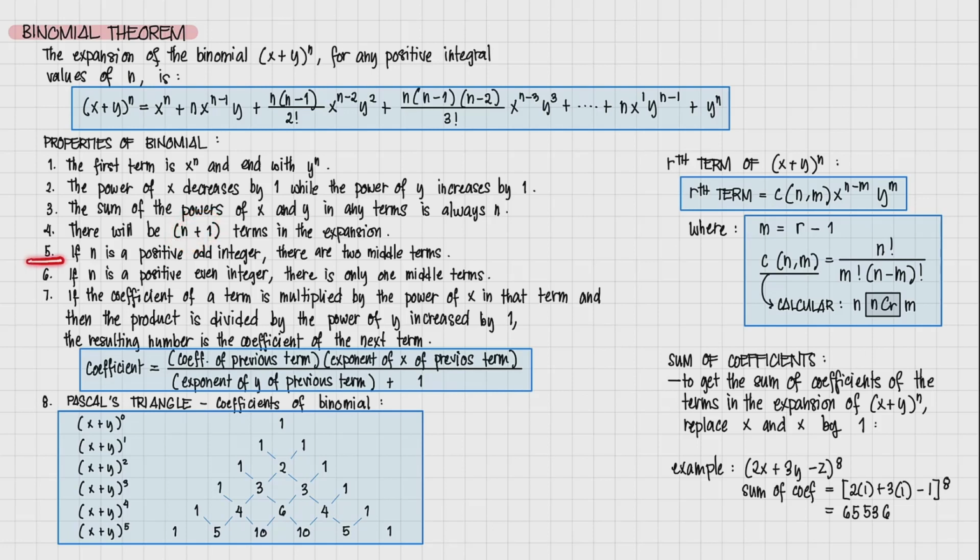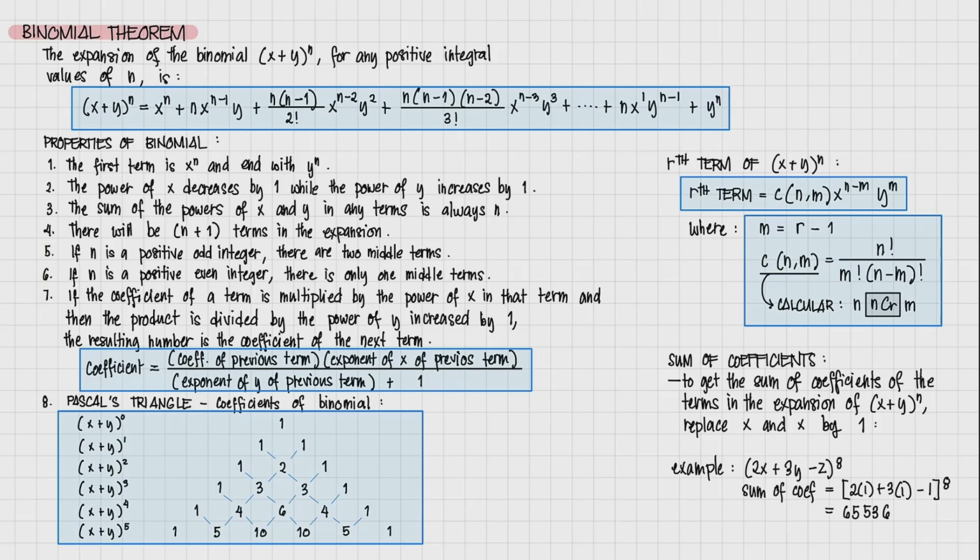Property number 5, if n is a positive odd integer, keyword natin dito is odd integer, there will be 2 middle terms. And if n is a positive even integer, there will only be 1 middle term. I think it's better presented here using our Pascal's triangle. I think we will get back to that later. Let's proceed with property number 7.